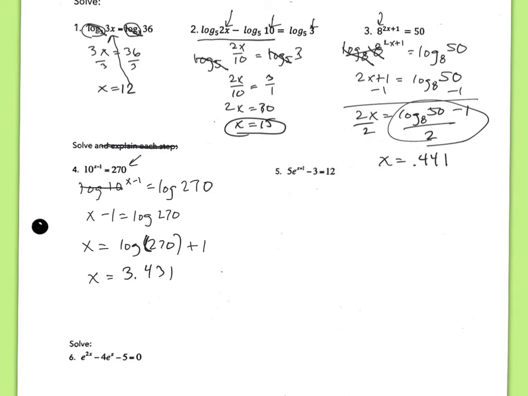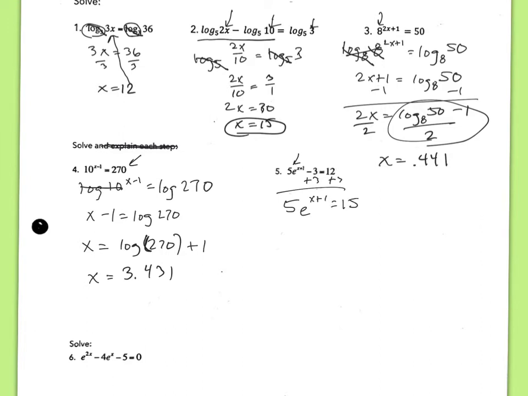That's your fault. Before we can do anything with this guy, we've got to isolate him, so we're going to add the 3. So we get 5 of e to the x plus 1 is equal to 15.